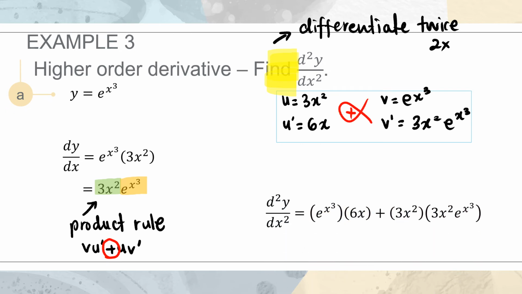and that gives me d2y by dx2 is equal to e power of x cubed times 6x plus 3x squared times 3x squared times e power of x cubed. And now what I need to do here is I just need to factorize the like terms. So whatever in front and behind that is the same, we can just take that out, and our final answer will be 3x times 2 plus 3x cubed times e power of x cubed.